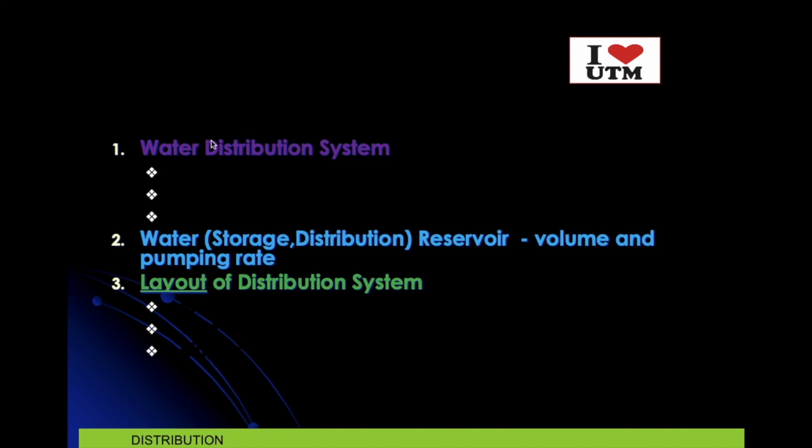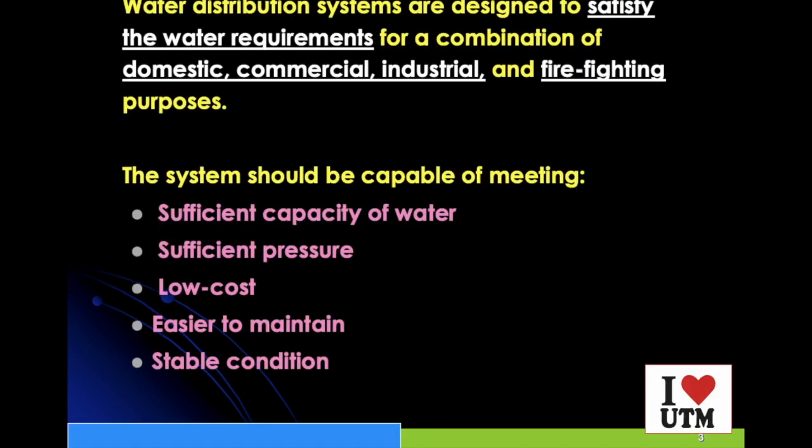Okay, we go for the next part, which is the water distribution system. Why do we need to have a water distribution system? Basically, it is to satisfy the water requirements. We distribute the water to domestic, commercial, industrial, and firefighting purposes.